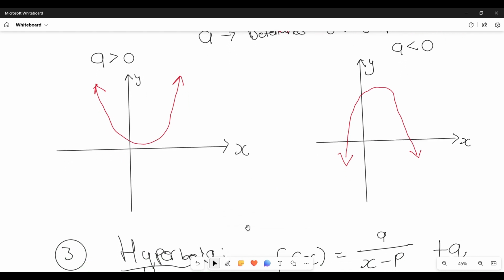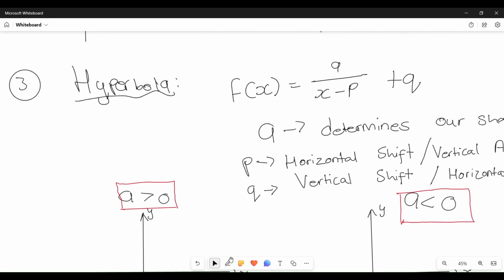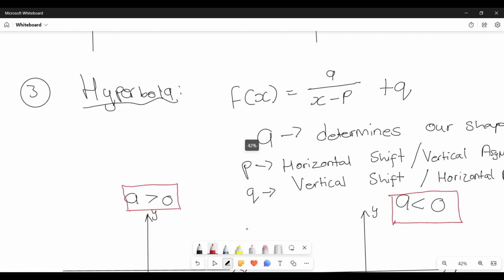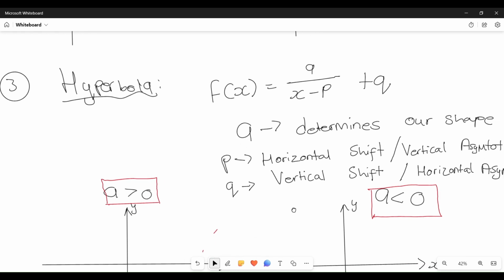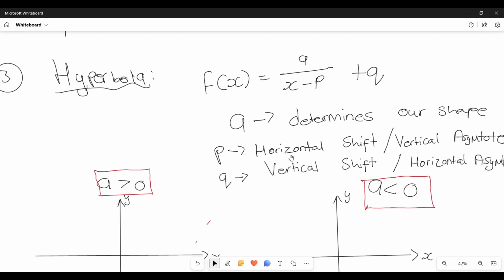Now moving on, we have the hyperbola. A hyperbola can be represented in a form whereby we say f of x equals a divided by x minus p, plus q. Now what are a, p, and q? Like in a quadratic function, a determines the shape of our graph.